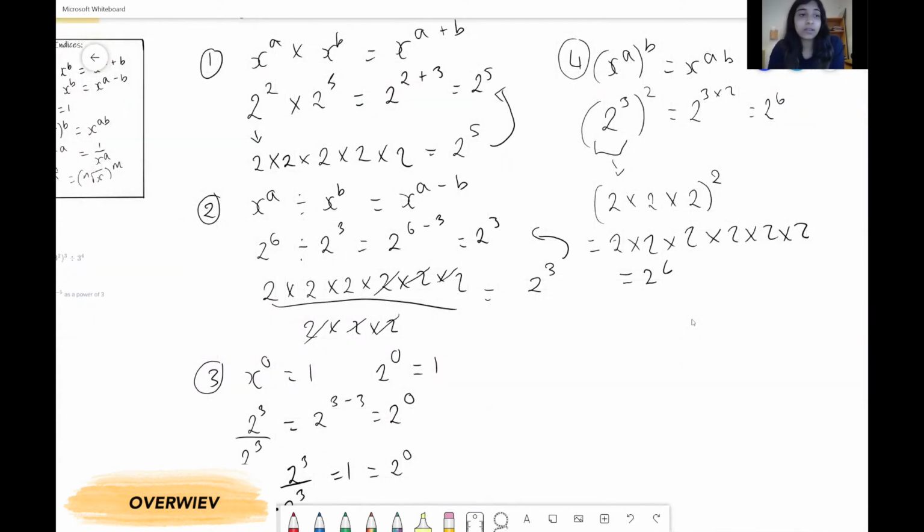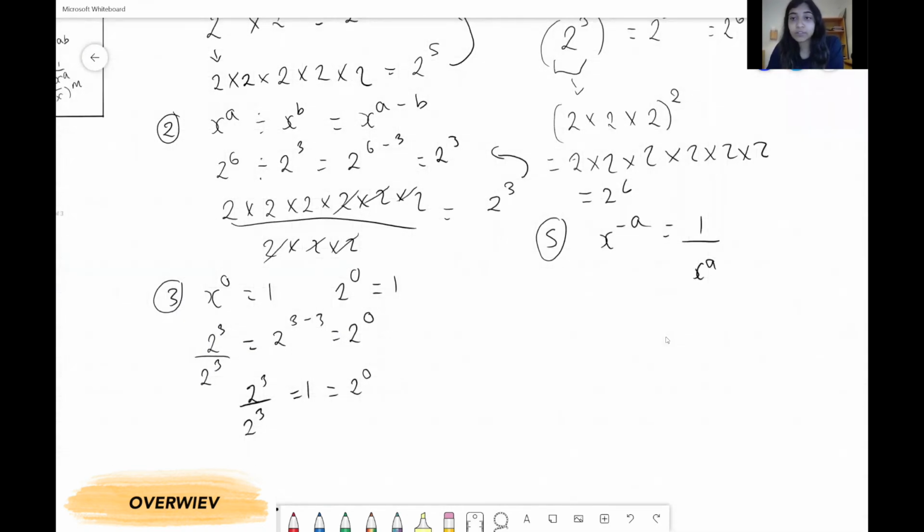The fifth rule we have is x to the power of minus a is equal to 1 over x to the power of a. So if you have a negative power, you just do 1 over x to that power. For example, 2 to the power of minus 3 is equal to 1 over 2 to the power of 3, which is 1 over 8.